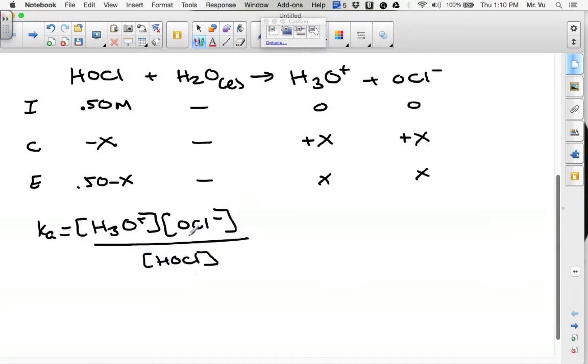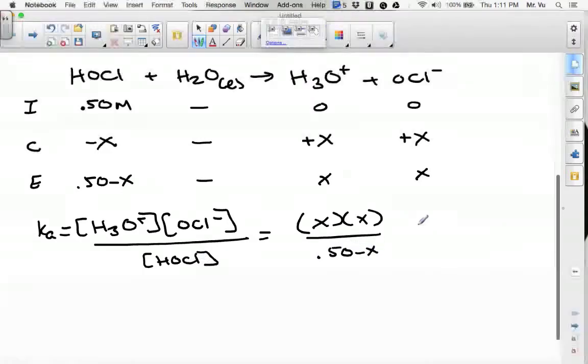So it's equal to the concentration of H3O plus is X, the concentration of the OCl minus is X, and the concentration of HOCl is going to be 0.50 minus X. And that's equal to the Ka, which I found before up top to be 3.5 times 10 to the negative 8. Now, if I solve this, I would have to use a quadratic equation because this is going to give me x squared.